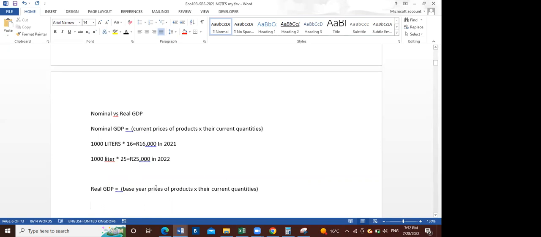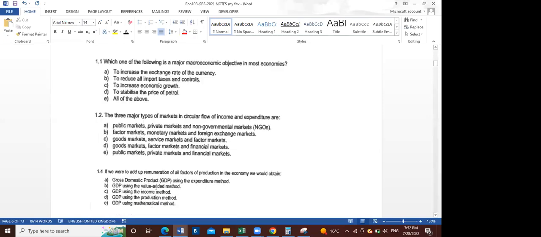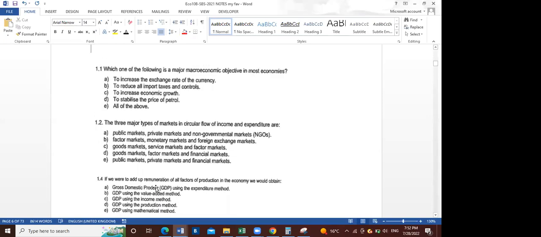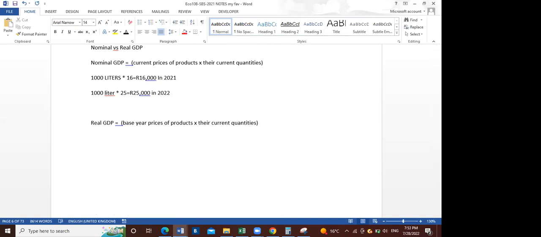There is no growth, there is no employment that has been created, but there is an inflationary aspect that is occurring within the economy. So in order for us to circumvent that, that is what we now refer to as real GDP, whereby we measure GDP at constant prices. And when you're measuring GDP at constant prices, you're measuring it at a price which we refer to as a base year price, in which the prices were regarded to be stable.